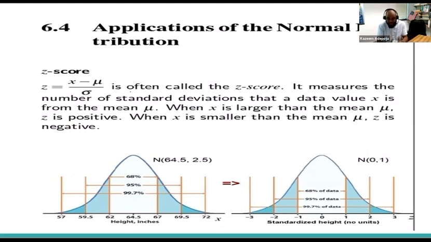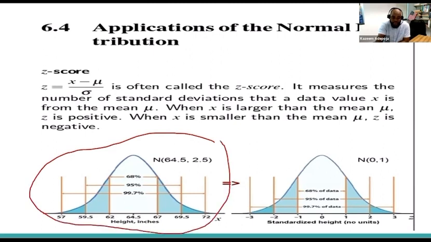When data sets follow a normal distribution, we expect that 68% of the data set, I'm talking about this one now, will fall within one standard deviation, and we expect 95% of the data set to fall within two standard deviations, and we expect 99.7% of the data set to fall within three standard deviations. That's what we mean by the empirical rule.